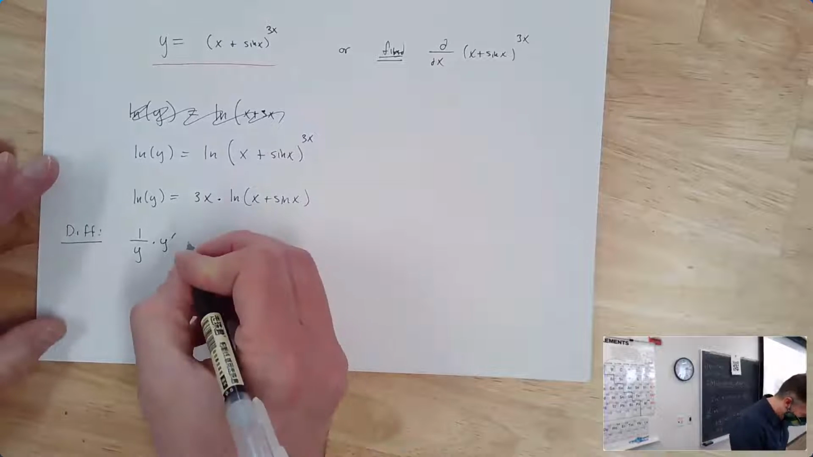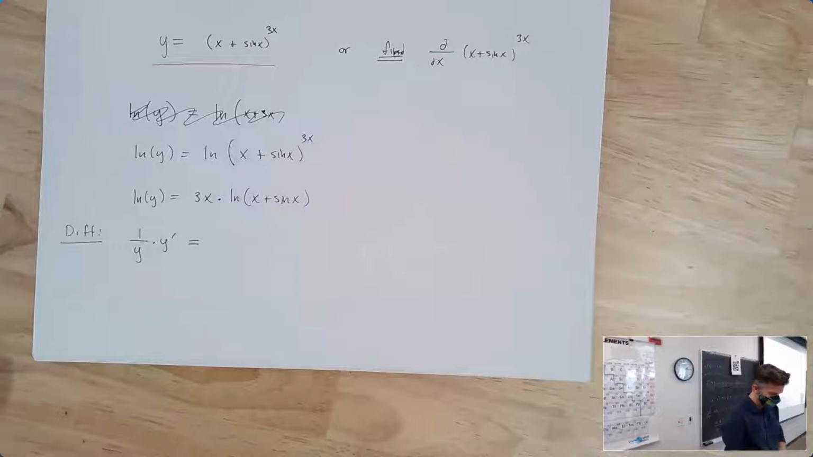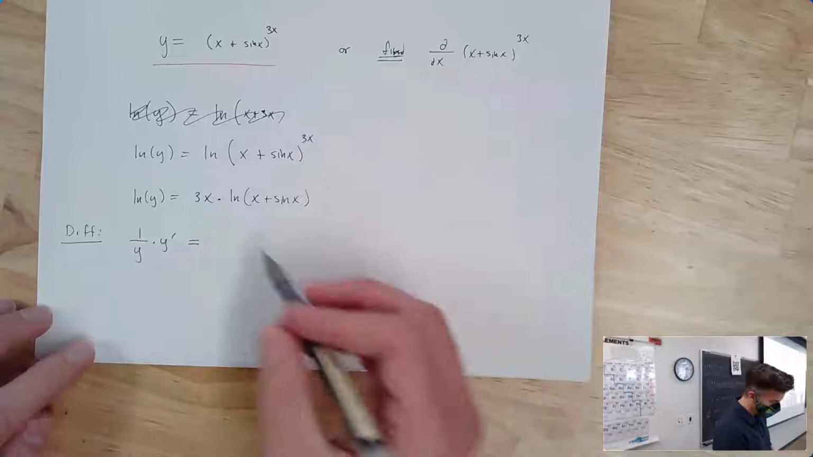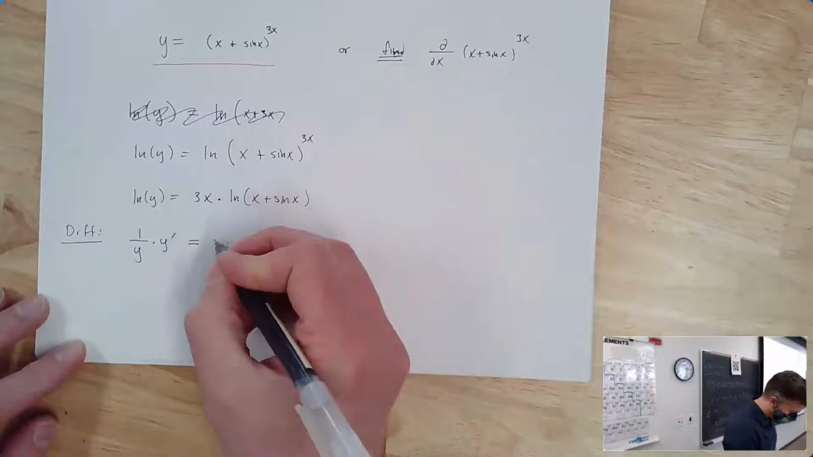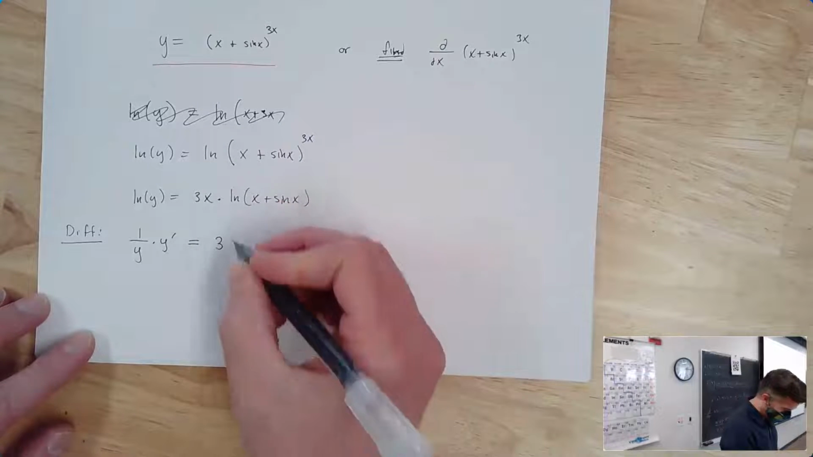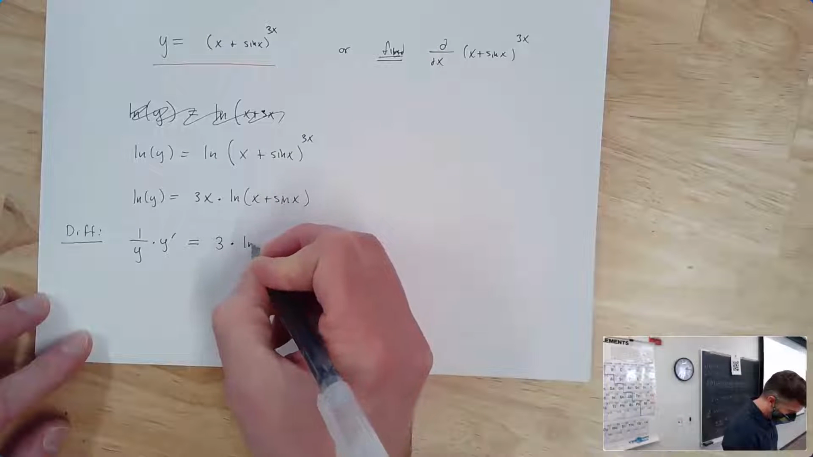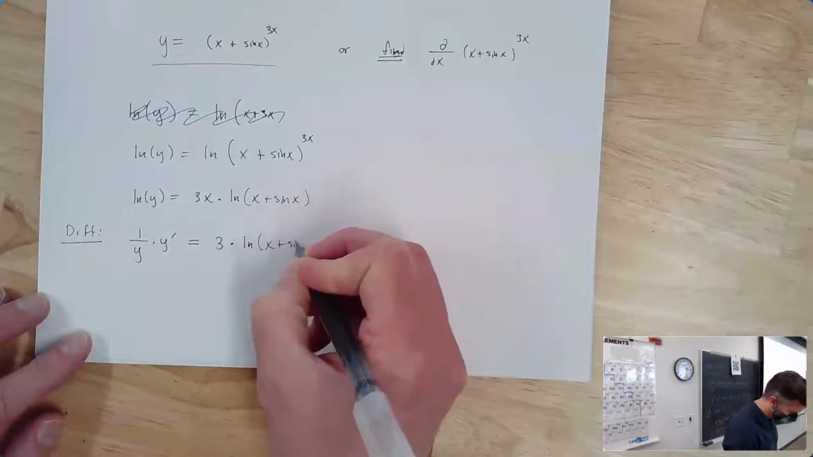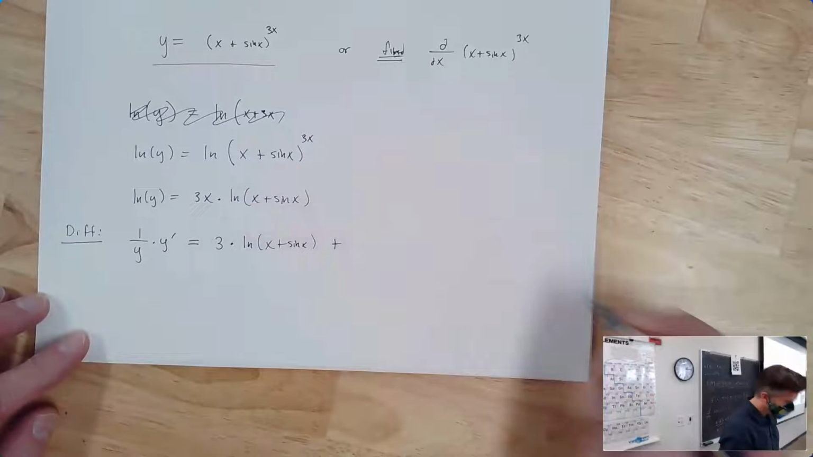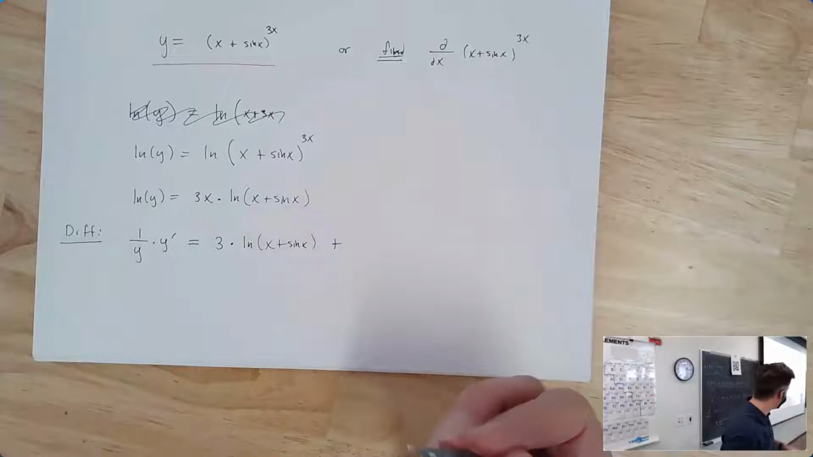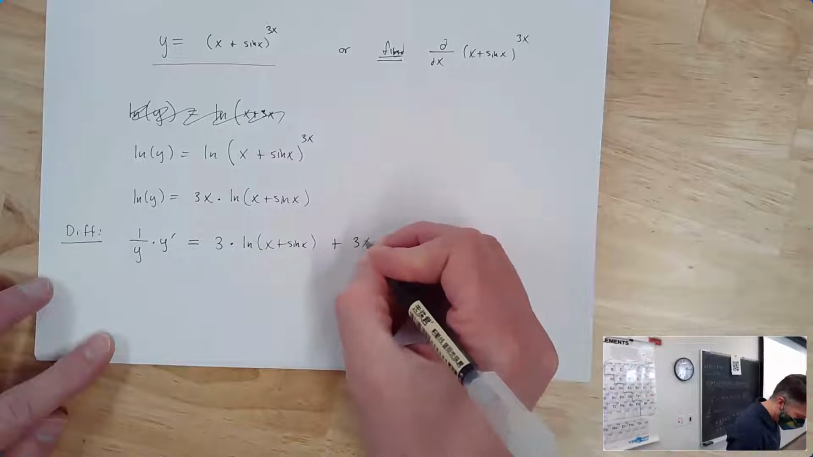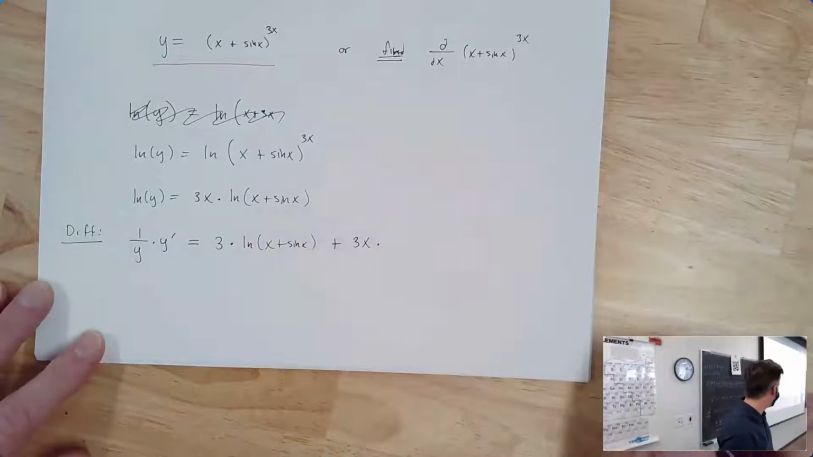On the right-hand side, got to be a little bit more involved here. It's going to take the product rule. So I'm going to do the derivative of 3x, just 3, times the non-derivative of the other stuff, which is natural log of x plus sine of x. Plus, then we flip it around, right? We leave the 3x alone. And we multiply by the derivative of the natural log of x plus sine of x.